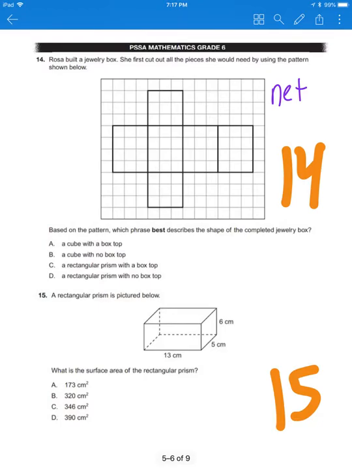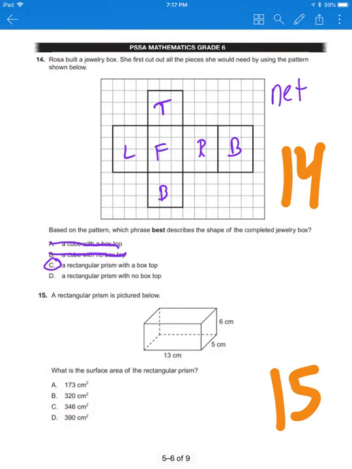Okay, so A says a cube with a box top. This cannot be a cube because look, it's got rectangles in it. If it were a cube, it would have to be all squares. So this is not a cube, which means it can't be B. Now, C says a rectangular prism with a box top. D says a rectangular prism with no box top. So if I think of this as the top and the bottom, left, right, front, and back, it's a rectangular prism with a box top, C.